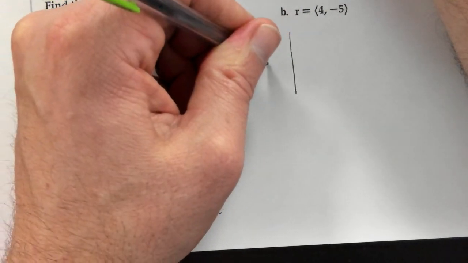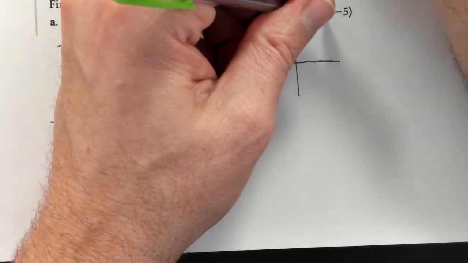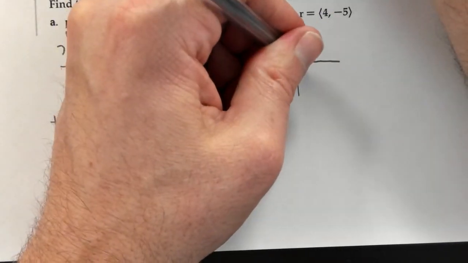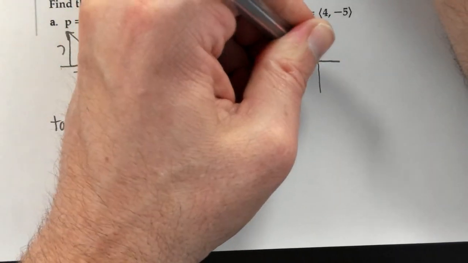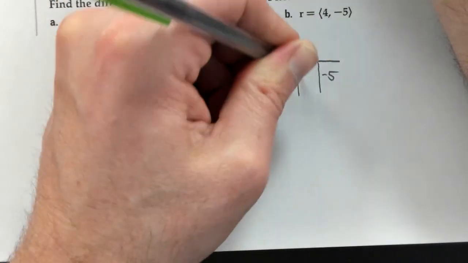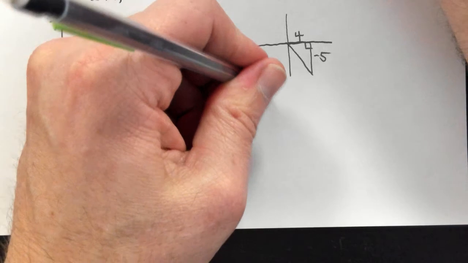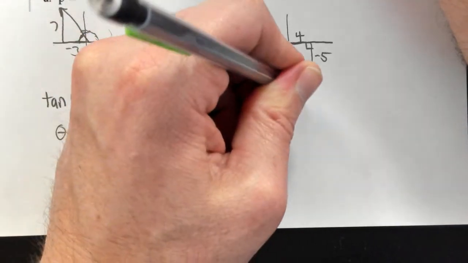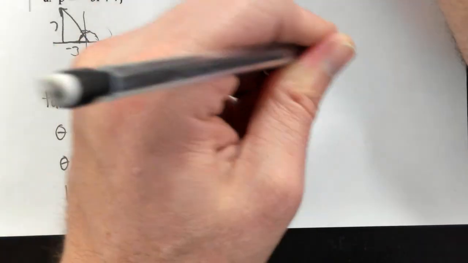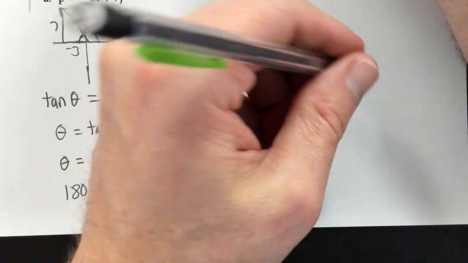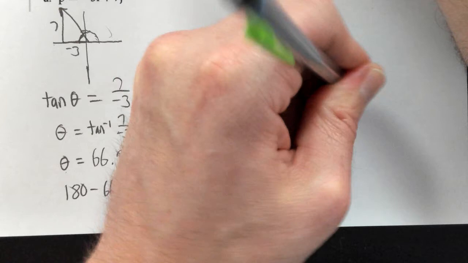Draw the last one now. All right, so it has a direction of 4, -5, so we'll go over 4, down 5. Here's my triangle. All right, so when I write it in, we got tangent of theta is equal to, and remember it's b over a, so -5 over 4.